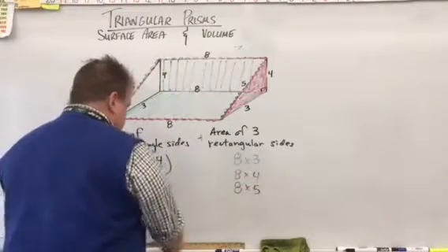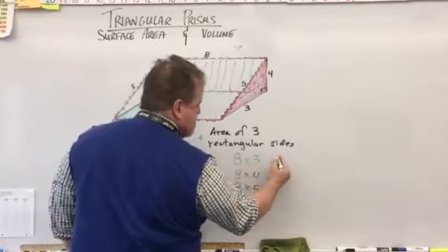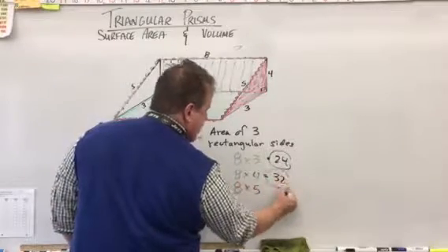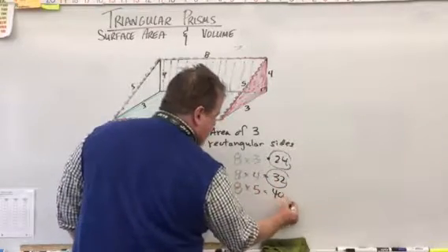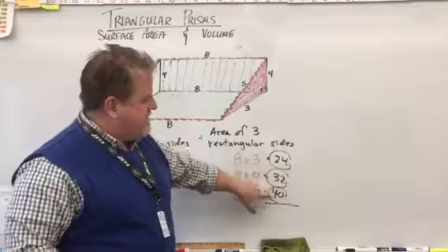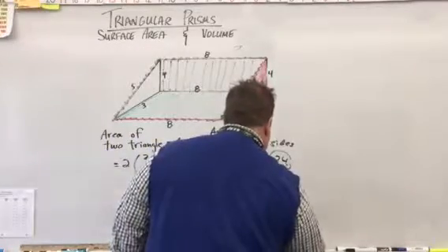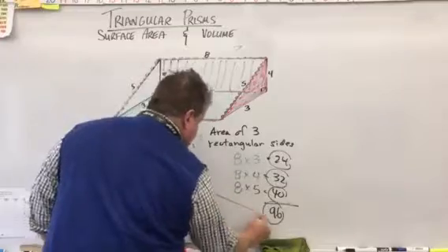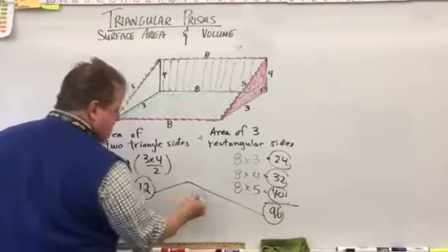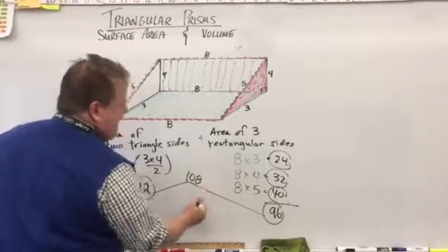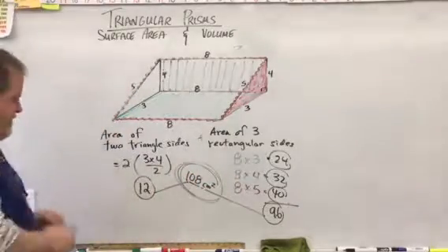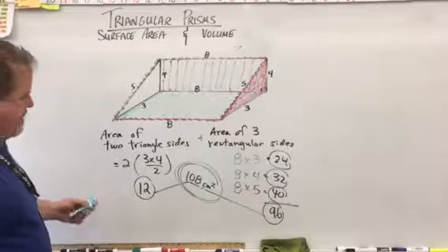So the first one has an area of 8 times 3, which is 24. The second one is 8 times 4, which is 32. And the third one is 8 times 5, which is 40. So when I add up those three, I get 24 plus 32 is 56, plus 40 is 96. And when I add those together, the two triangle sides plus the three rectangular sides, I get a total of 108. And let's say this is centimeters, so it'd be centimeters squared. So that's how you find the surface area of a triangular prism.